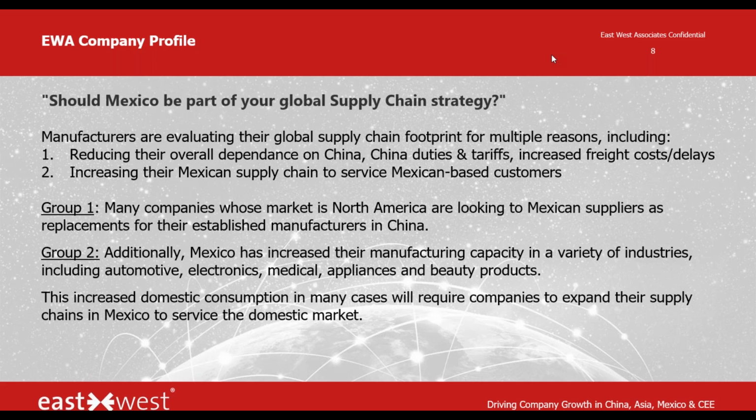So, should you be looking at other sources of supply to bring those in, i.e. Mexico? And the second group of people is Mexico's growing so much and the consumption is growing so much and the OEMs are growing so fast down there. Do you need to have a manufacturing or a sourcing component facility nearby to supply the growing domestic and the growing OEMs that are developing in Mexico?